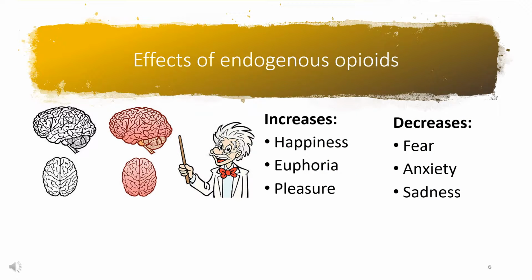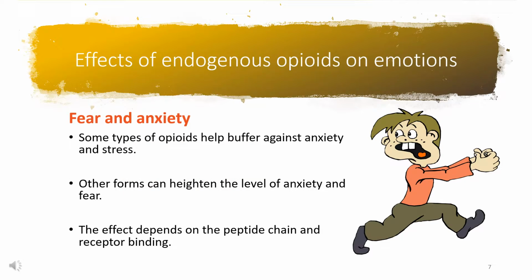So what are some of the effects it has? Endogenous opioids have many effects on emotions, such as an increase in happiness, euphoria, and pleasure. It can also help us decrease fear, anxiety, and sadness. In fear and anxiety, some types of opioids help buffer against anxiety and stress. Other forms of opioids can heighten the level of anxiety and fear. The effect exerted depends on the type of endogenous opioids and receptor combination.